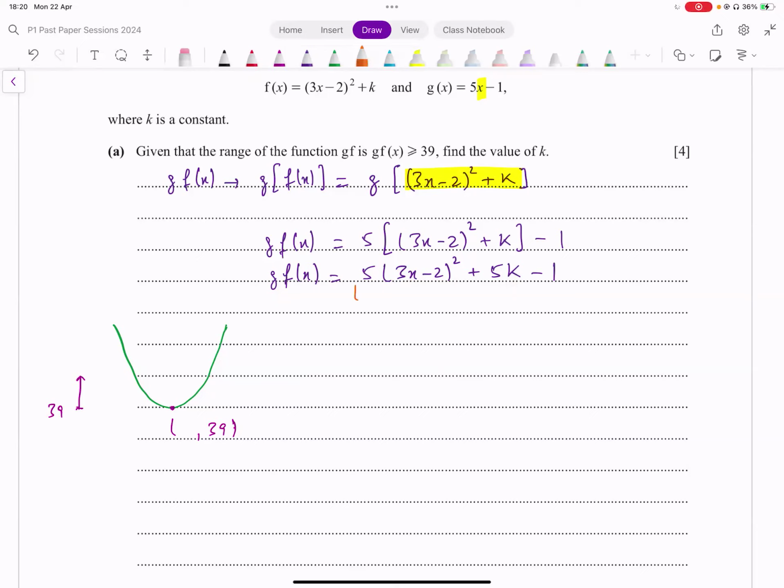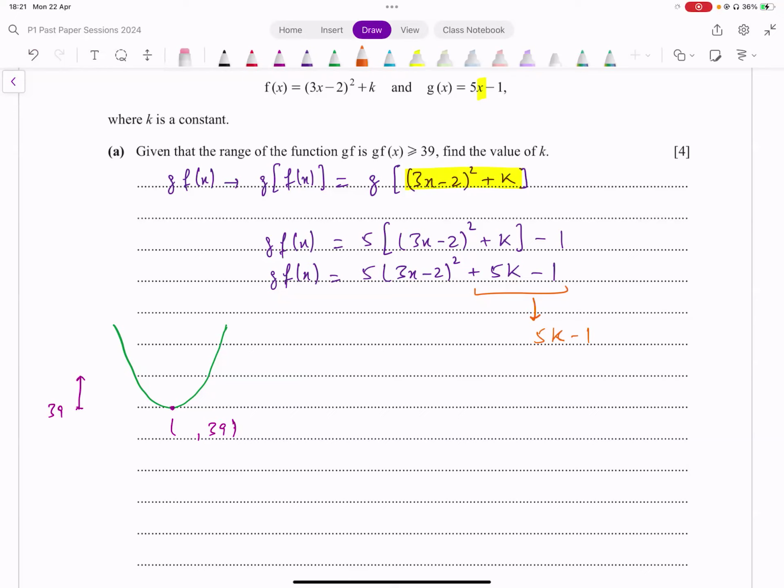How can you find the turning point from this function? This part is the completed square form, although it's not the standard form because we've got the coefficient of x inside as 3. But outside, we've got 5k minus 1. This is going to be the y coordinate of the turning point, and that is 5k minus 1.